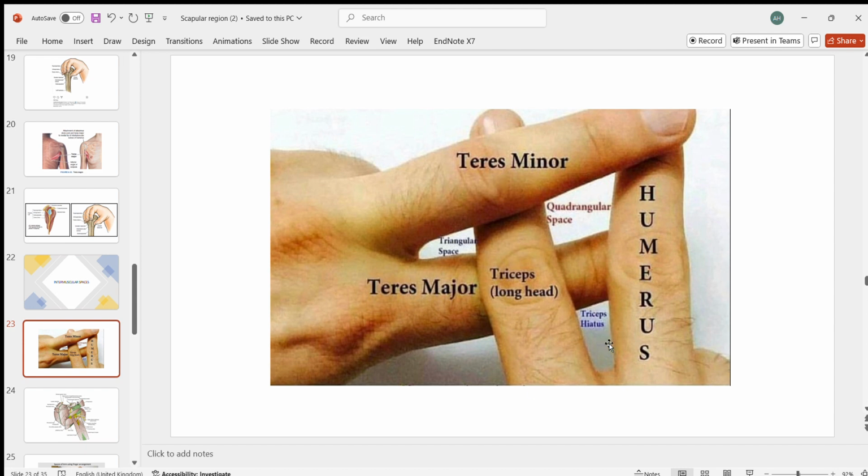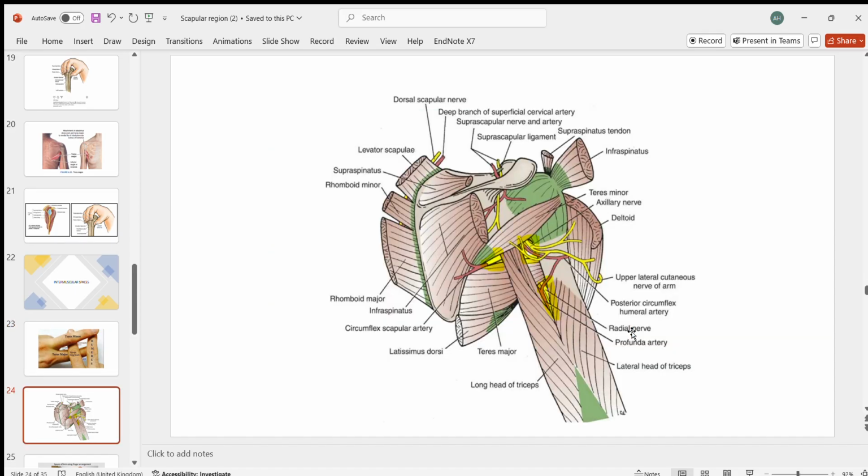Coming to the lower triangular space, the superior boundary is formed by teres major, medial boundary is formed by triceps, and the lateral boundary is formed by humerus. Now this is on ground how these muscular spaces are formed. This is lower triangular space, this is upper triangular space, and this is quadrangular space.